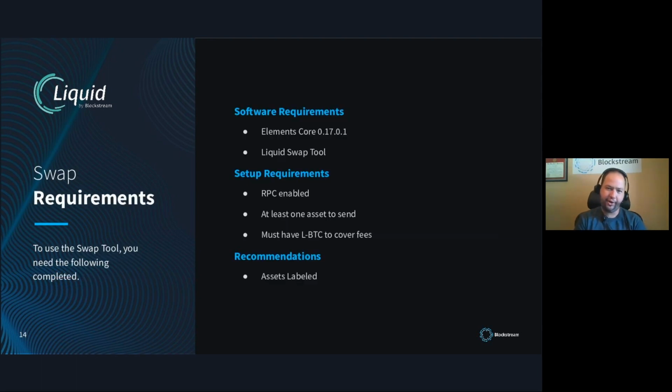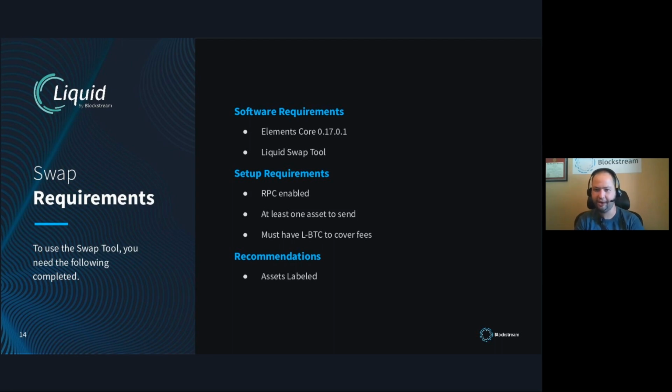All right, so to get started, just to go over the requirements, you will need Elements Core 0.17.0.1. It's the latest release. You will want the Liquid Swap tool, and that's available on our GitHub. We can post links to all of this. Daniel, if you can get a chance in the chat, that would be a great way to add those links in there. And then you just need to enable the RPC setup so that they can communicate with the Elements Core node, and then you can actually select an asset to swap. And you must have L-BTC to cover fees.